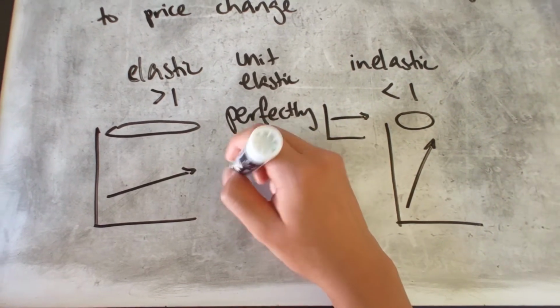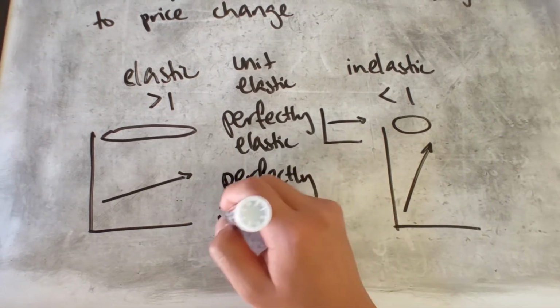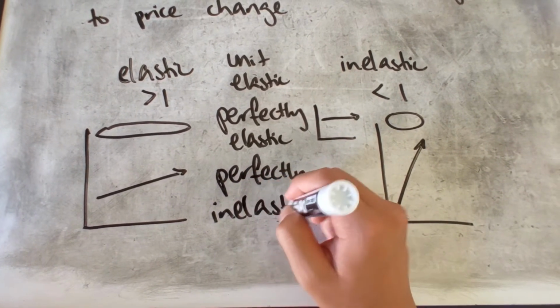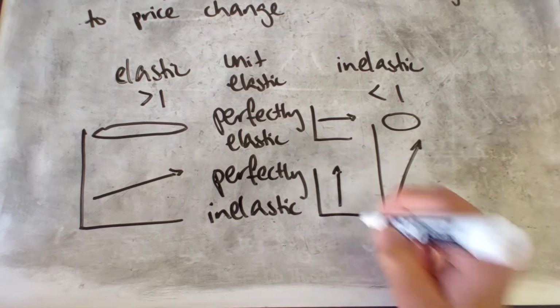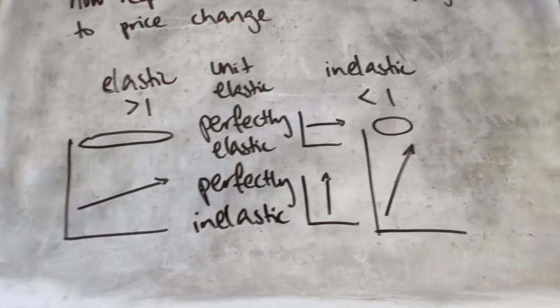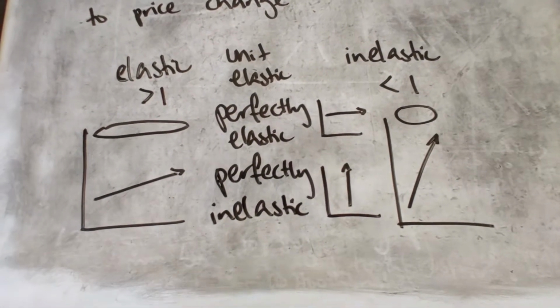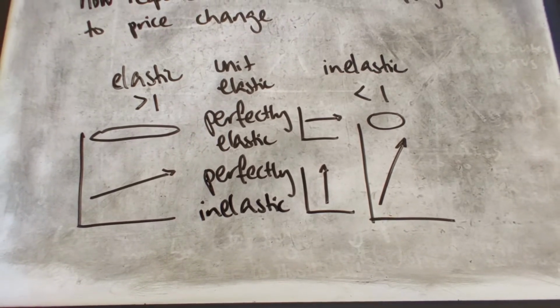And there's another one called perfectly inelastic. This is when no matter the price change, the quantity demanded or supplied is still pretty much the same. That's pretty much just a vertical line. And yeah, those are the main types of elasticity.